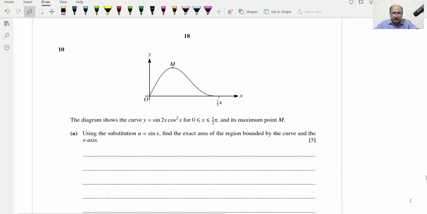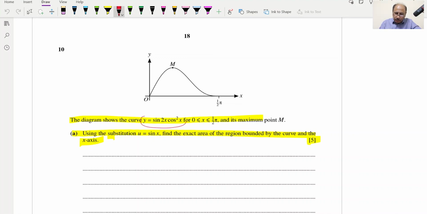Now question number 10. Question number 10 says the diagram shows the curve y is equal to sine 2x cos square x, where x is greater than 0 and less than pi by 2, and its maximum point is m. Use the substitution y is equal to sine x. Find the exact area of the region bounded by the curve and the x-axis, and this is a 5 marks question.